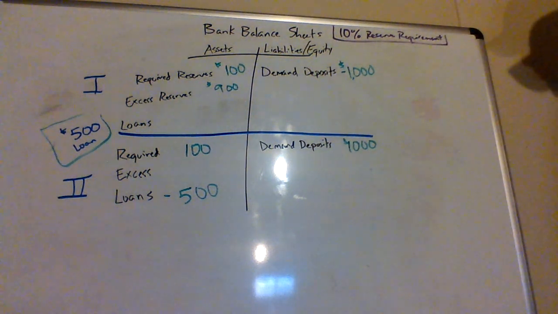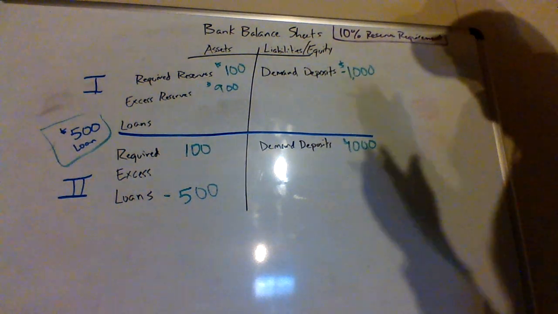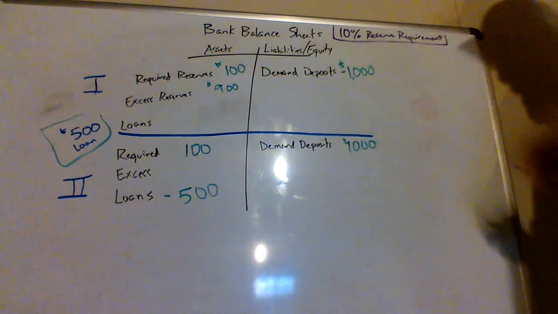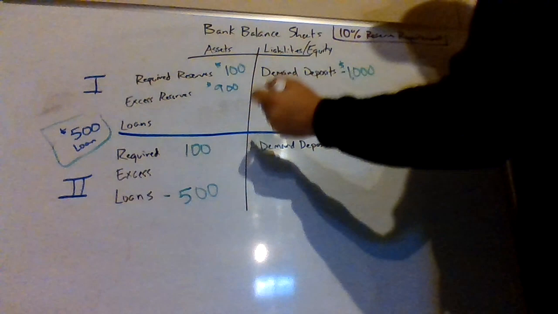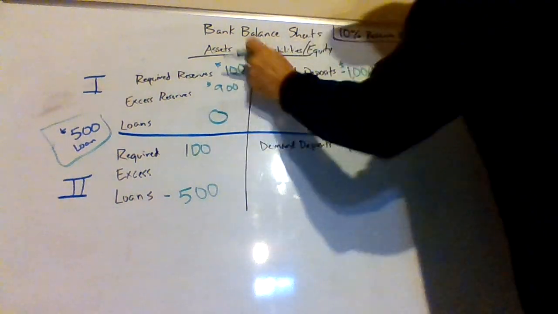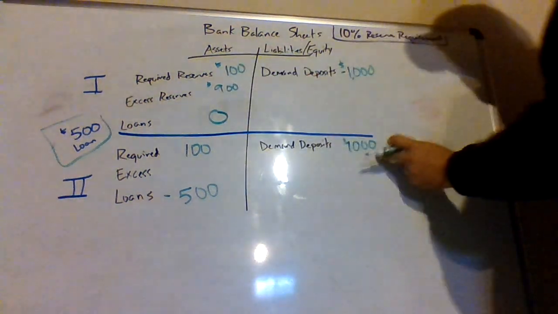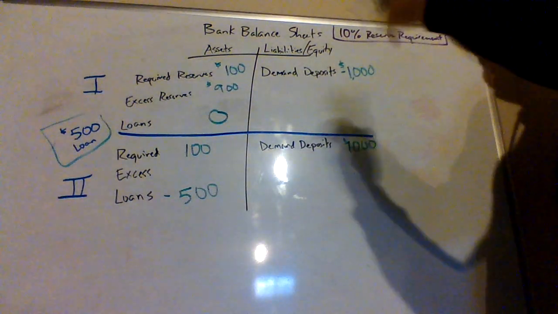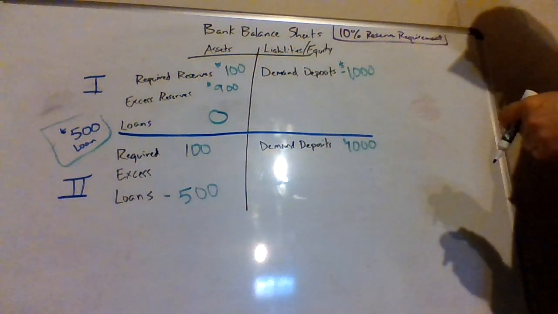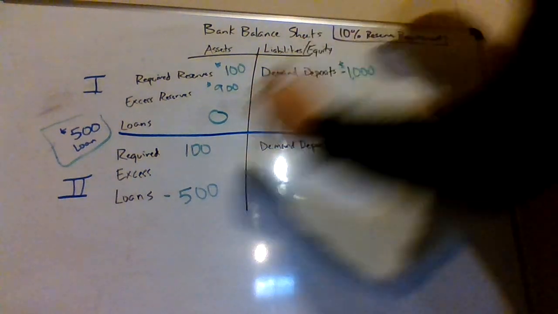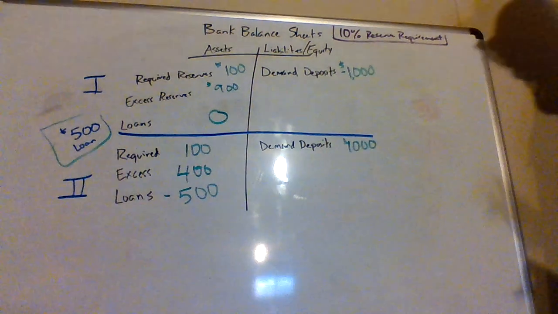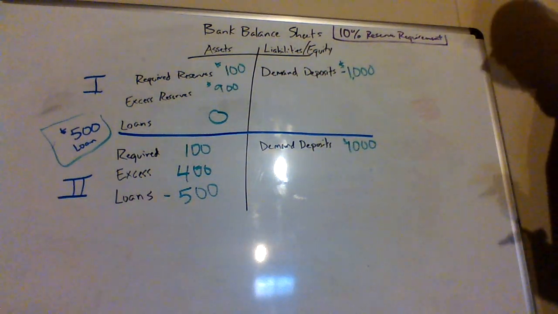A lot of times what they'll ask you is how much money do they still have to loan out. Well, the rule stays the same. All these numbers have to equal 1,000 in this case. We just loaned out 500 of it, so how much more money does this bank have to loan out to people? Pretty simple, figure out the difference. They've got $400 in excess reserves.